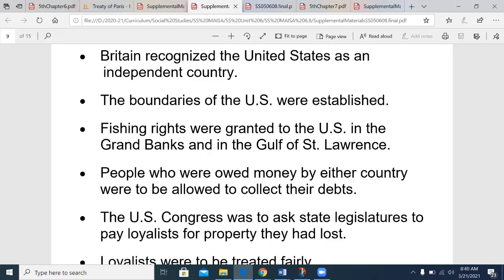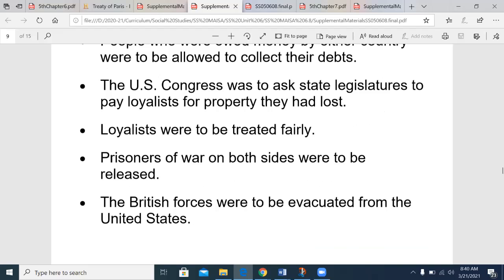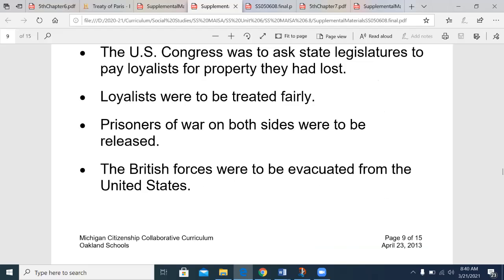All right, people who were owed money by another country were allowed to collect their debts, to try to make people whole. The U.S. Congress was to ask state legislatures to pay loyalists for property they had lost. Loyalists were to be treated fairly. I'm not sure how well this was all going to work out. And the prisoners of war on both sides were to be released, just customary at the end of a war. And British forces were to be evacuated from the United States.